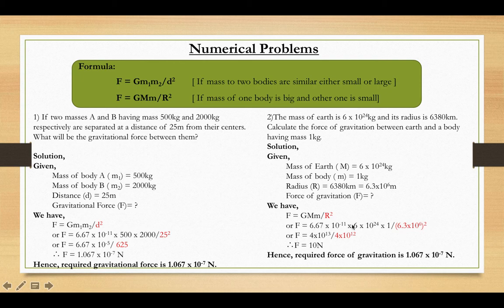If you multiply the upper numbers, the result is 4 into 10 to the power 13, and down, if you make the square of this number, it gives the result 4 into 10 to the power 12. So if we calculate it, it comes to about 10 Newton. Hence, the required force of gravitation is 1.067 into 10 Newton.